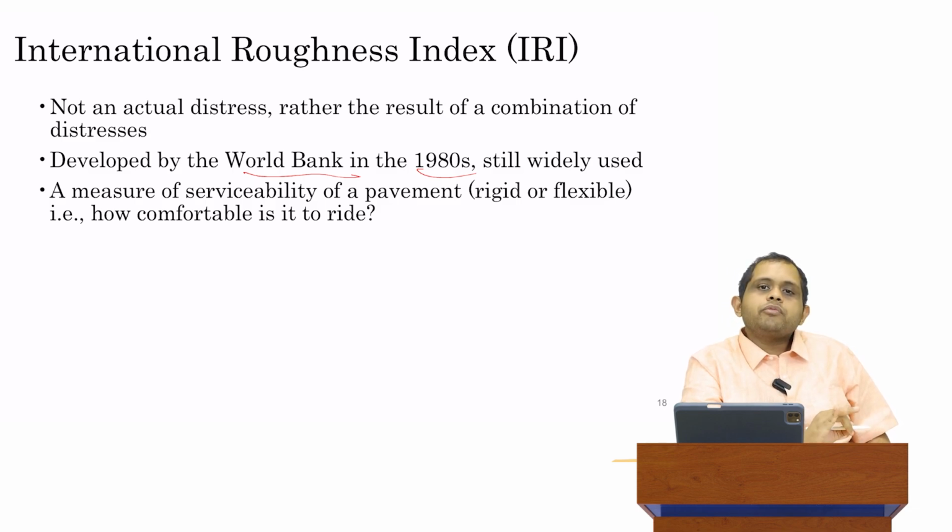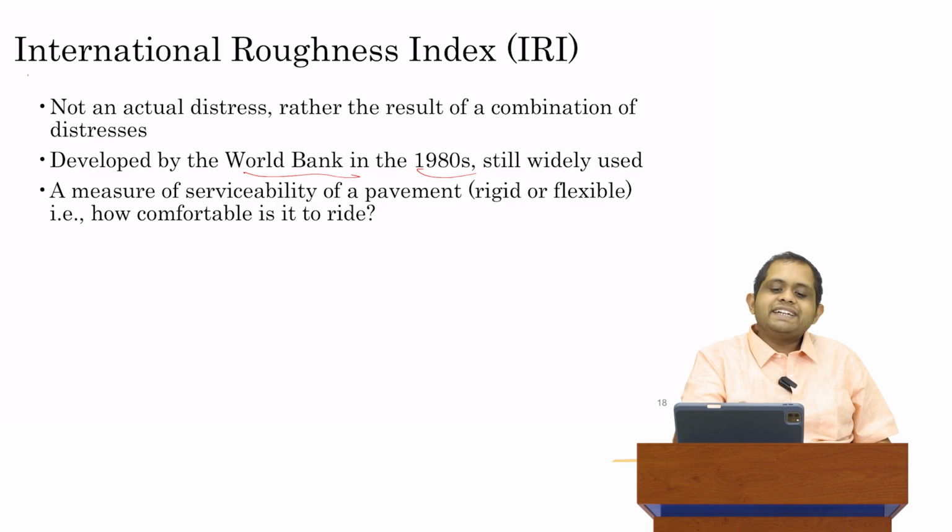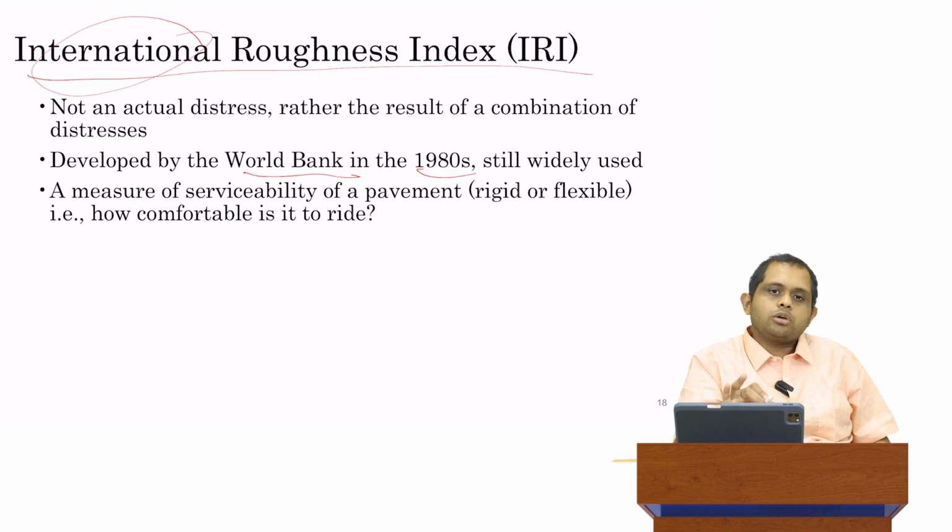So the World Bank, in providing funding for road construction, also developed a method to measure the quality of that road and the quality of that construction. That method led to the development of a number which is called the International Roughness Index, or IRI. International comes from the fact that it's from the World Bank. There is another thing called a roughness index, which we're not going to talk about. That was more of an Indian usage before the World Bank gave us the IRI.